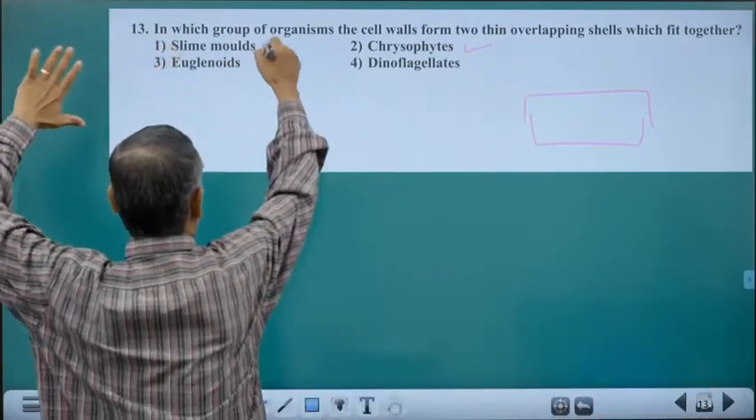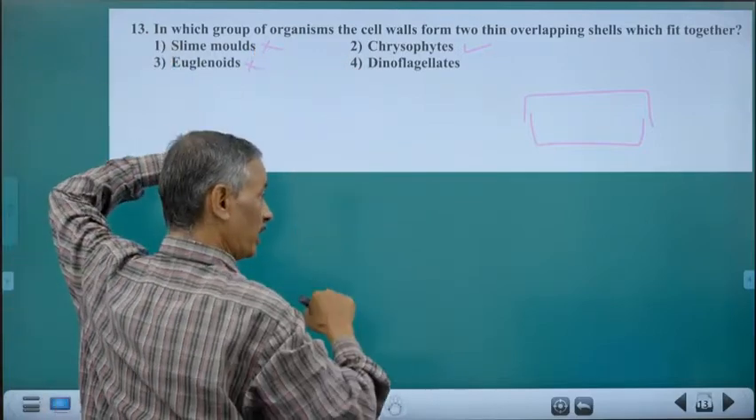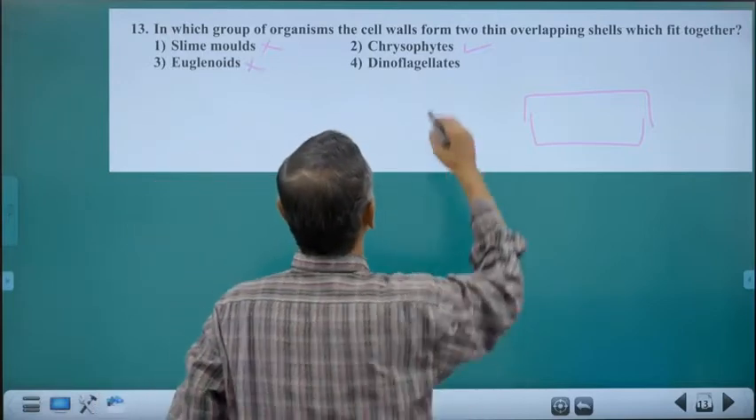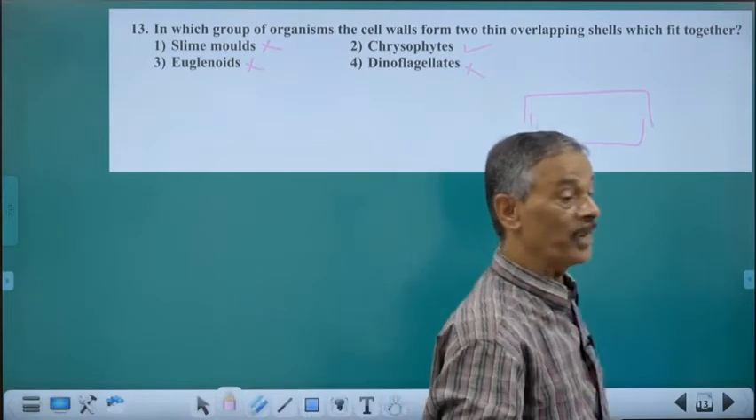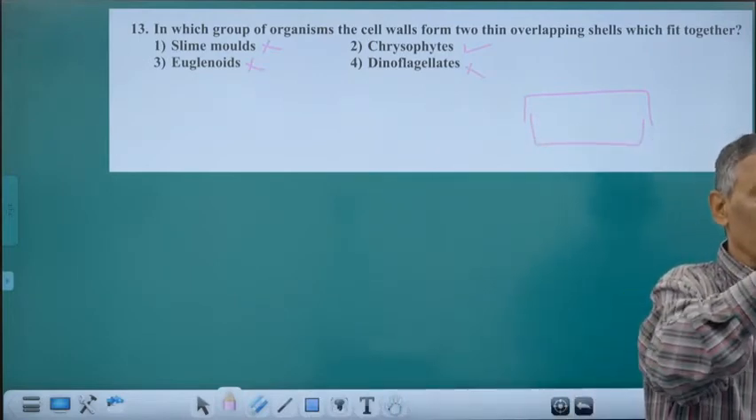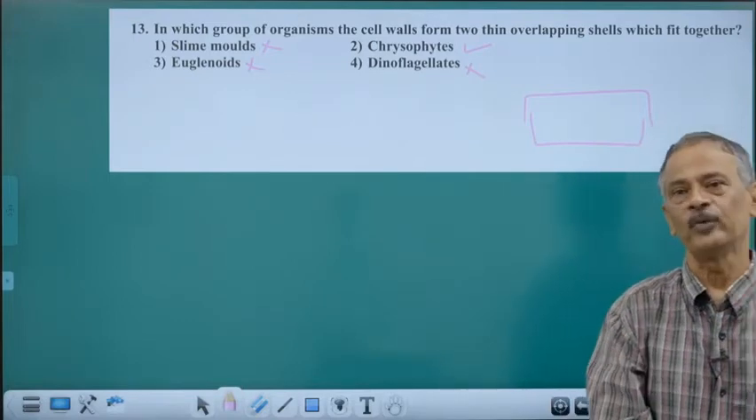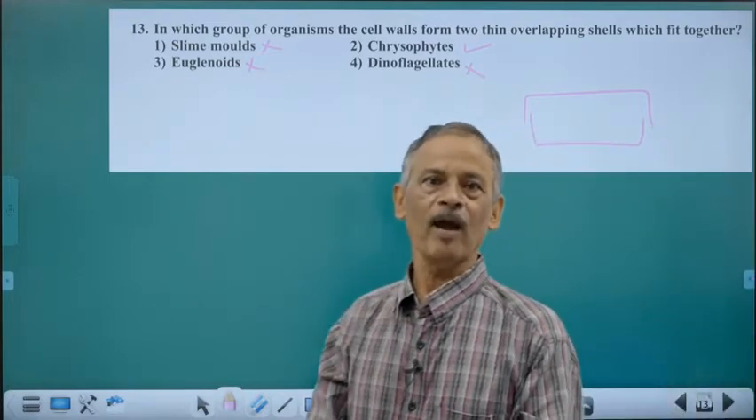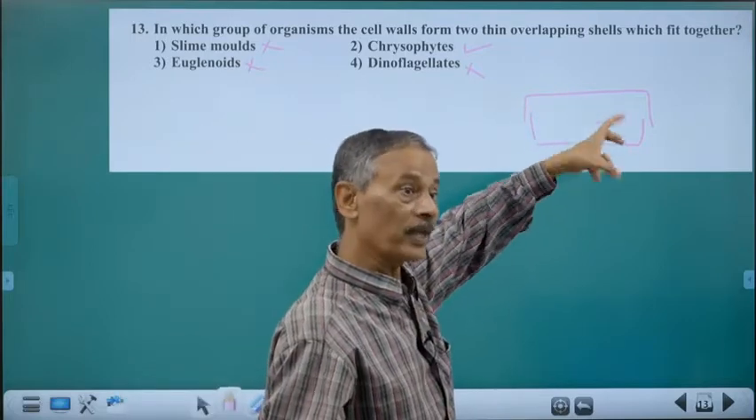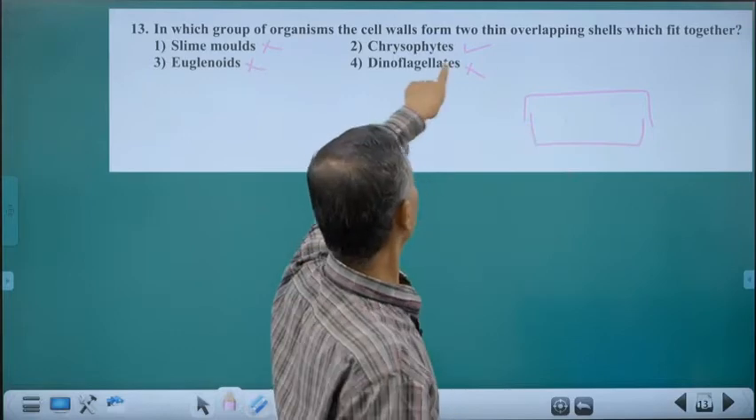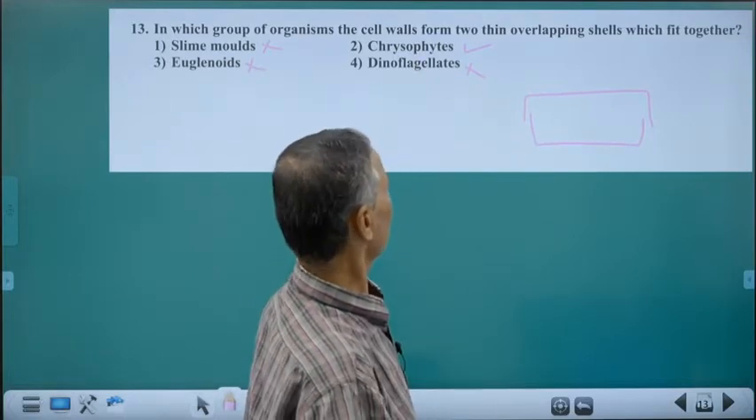It is not slime molds. They don't have any covering. Euglenoids have a thin, flexible pellicle. In dinoflagellates, you have cellulose plates kept very close together, leaving a small groove in between. Here, they have a cell wall impregnated with silica. So, two overlapping shells, just like a soap dish. That is why they are called diatoms, chrysophytes.